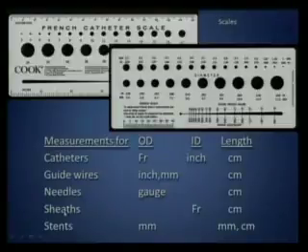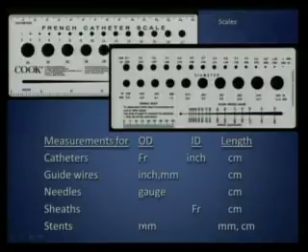Sheaths. Sheaths are measured in French, but this is the inner diameter. So if I'm saying a 5 French sheath or a 6 French sheath, it means it has space to accommodate a 5 or a 6 French catheter. It does not mean that that is the outer diameter. The outer diameter of the sheath is 1.5 French higher. So a 5 French sheath is actually 6.5 French in size, but the 5 French sheath will accommodate a 5 French catheter.